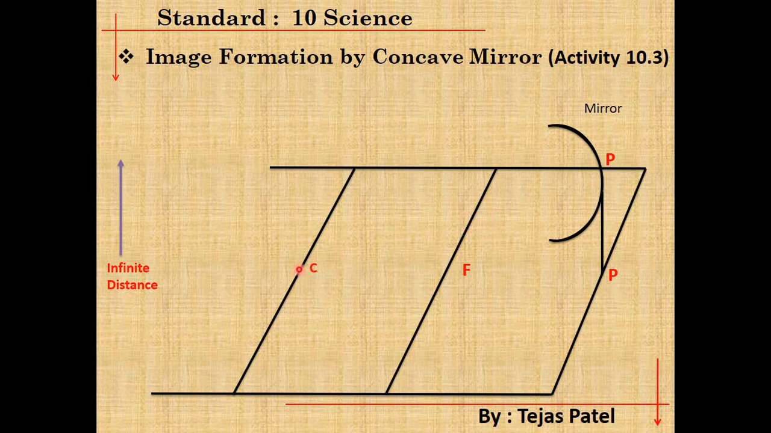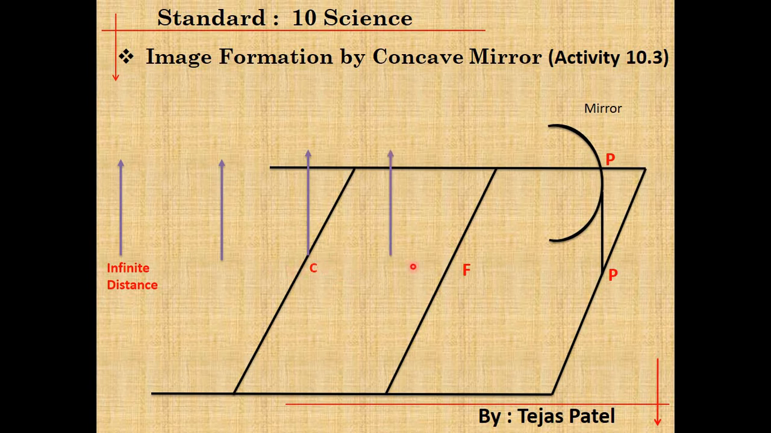Now we are going to put that candle beyond C. Again the same activity is repeated. We take a paper and move it around like this, and whenever the image is captured by this paper, at that time we stop the paper and note down the size and type of the image. Then we put this candle on C. Same activity we repeat.